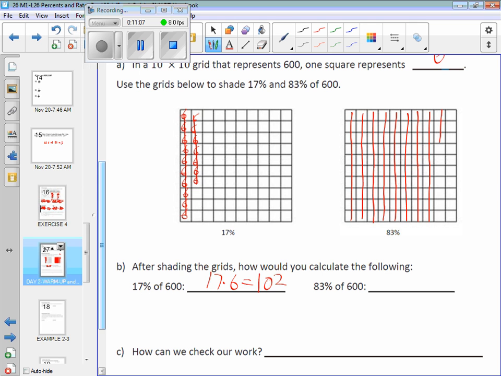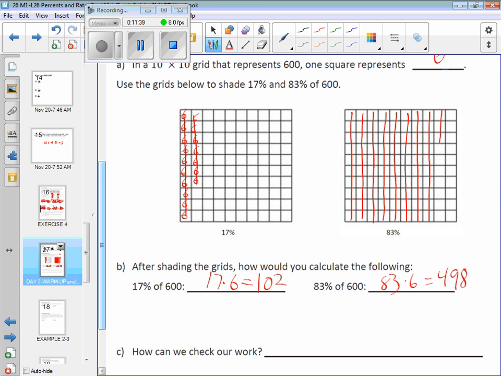Same thing now in the second diagram. Each box is worth 6, but now it's 83 times 6. Anybody do it? What did you guys get? Did you get 498? Yeah.